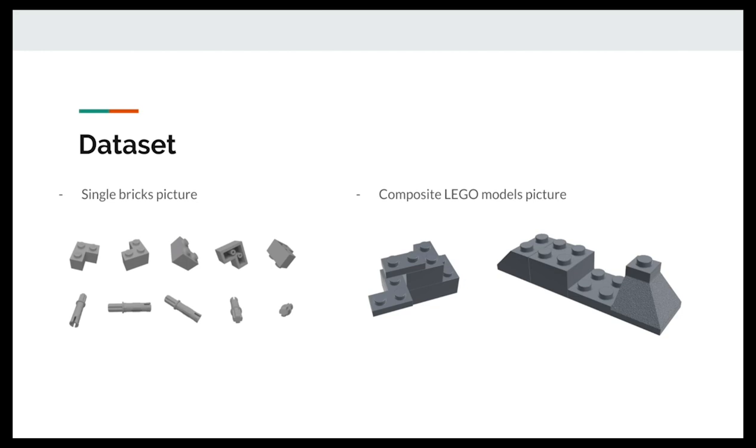The second dataset is more complicated. It contains snapshots of composite LEGO objects, also shot from different angles. This dataset is used in our final task of detecting and classifying LEGO pieces in an image.